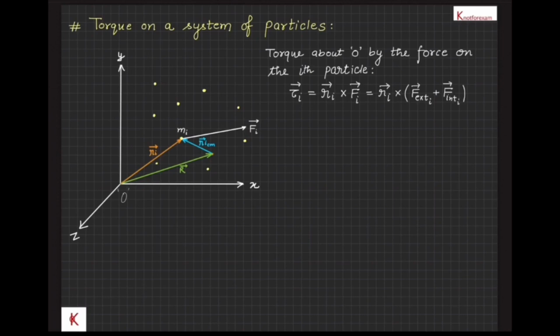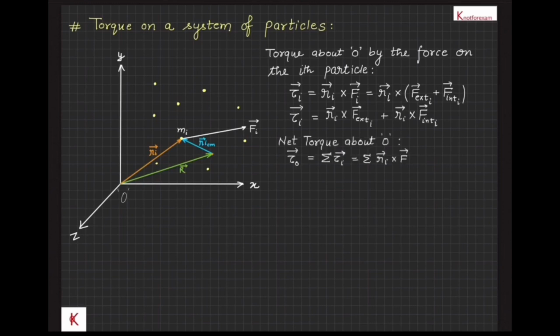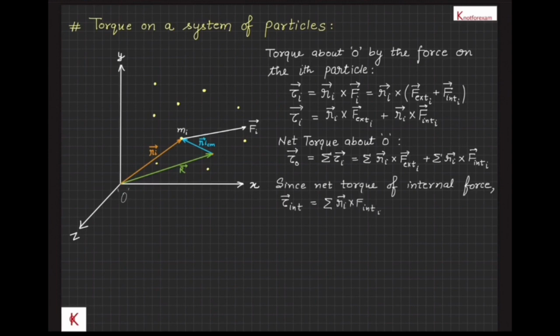Therefore, tau i vector is equal to Ri vector cross F external i vector plus Ri vector cross F internal i vector. Therefore, the net torque of forces working on all the particles is equal to sigma of tau i vector, that is sigma Ri vector cross F external i vector plus sigma Ri vector cross F internal i vector. Here the first term is the net torque by external forces, and the second term is the net torque of internal forces. Since the net torque of internal forces must be 0, the net torque will be equal to the net external torque.